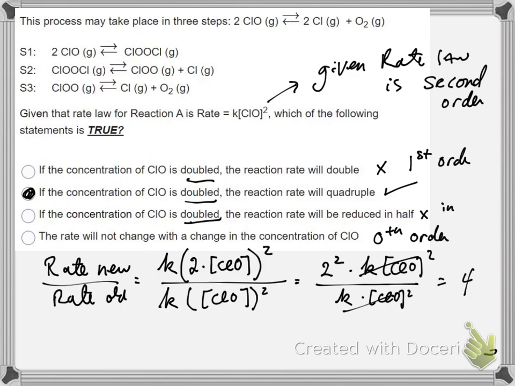And then if it was cut in half, the only way that could happen is if the concentration was in the denominator, and that was not true. The concentration was in the numerator of the rate law.